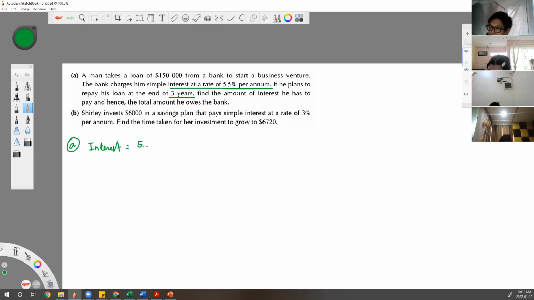5.5% per 100 times the amount of money that he took. This is per year. Okay, multiply. Cross as usual, cross the 2 zeros. So 5.5 times 1,500, 8,250 per year he has to pay. But in 3 years, the total interest is 3 times 8,250. I do the simplest way, times 3.